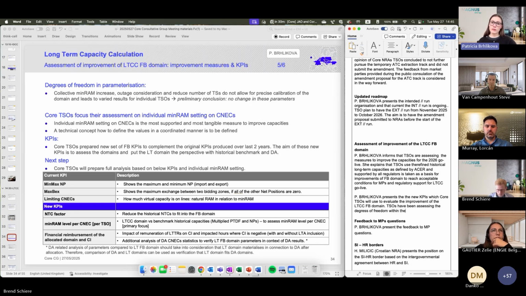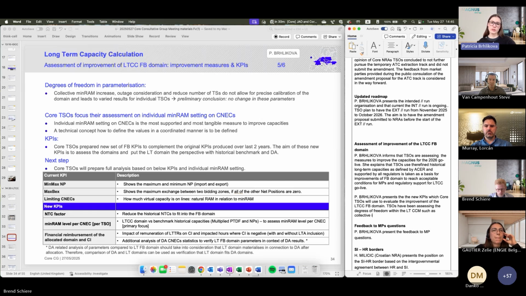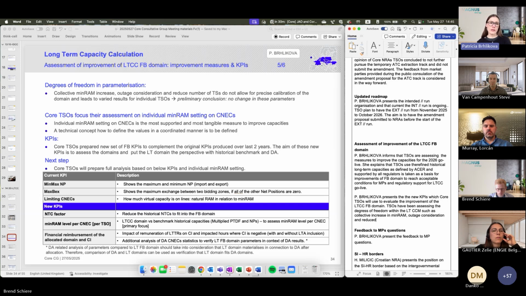At the moment, the insights we're getting from the KPIs show that these degrees of freedom would actually not allow for a precise calibration of the domain, and that could lead to very varied results for individual TSOs. So there the preliminary conclusion is not to change these parameters. However, as core TSOs, we are focusing on the assessment of the MinRAM parameterization on CNEC level. So it is a bit more zooming into the domain and truly calibrating on where the capacities are needed, based on the KPI assessments and comparisons with benchmarks.